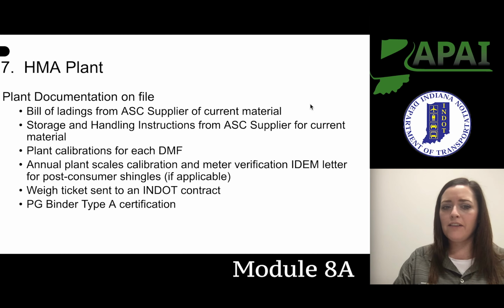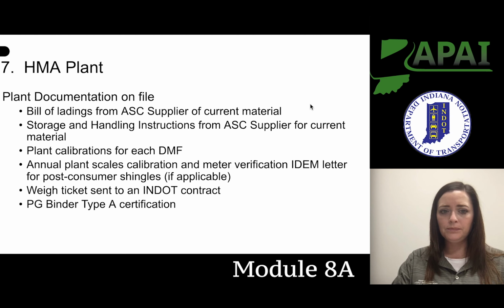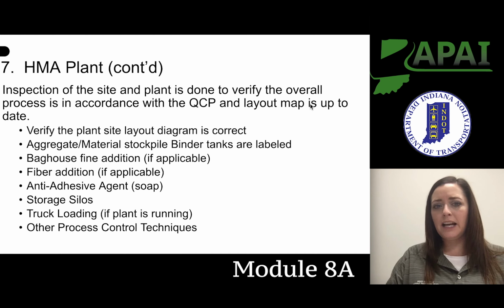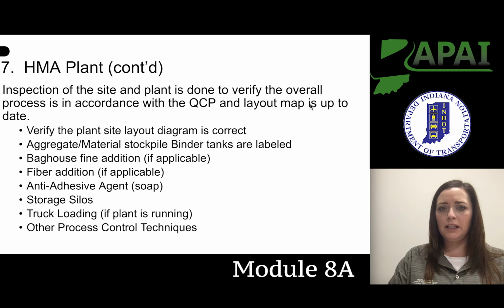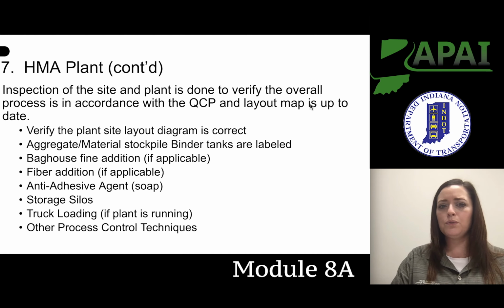You also need to have a type A certification that is current for the PG binder that is at your plant. An inspection of the plant site also needs to be done. There should be a map in your quality control plan or somewhere on file that shows and lists all of the plant components and stockpiles that are at that plant.